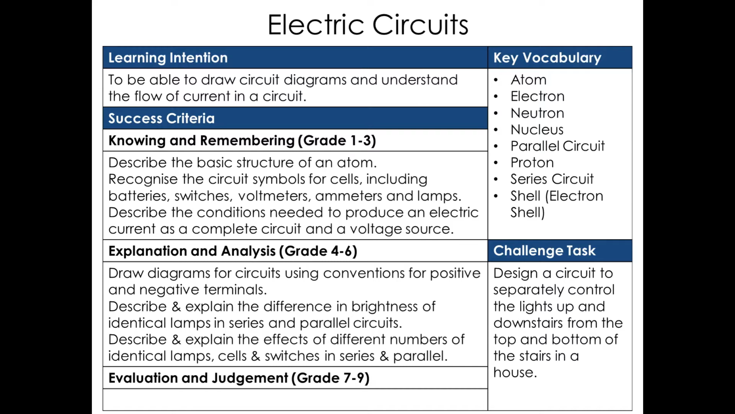Not in your booklet, and I'm not going to refer to it again after this, but something for you to think about if you fancy a challenge. If you live in a house with 2 stories or more in it, you're probably used to the idea that if you're downstairs you can turn on the lights upstairs from the bottom of the stairs and vice versa. So could you design a circuit to separately control the lights up and downstairs from either the top or the bottom of the stairs in a house?